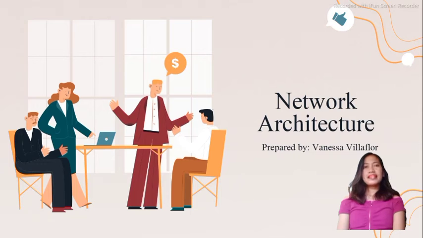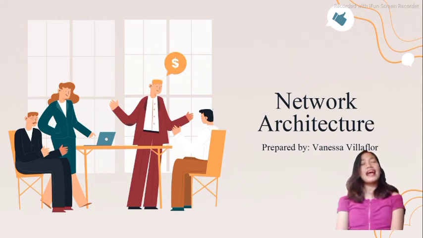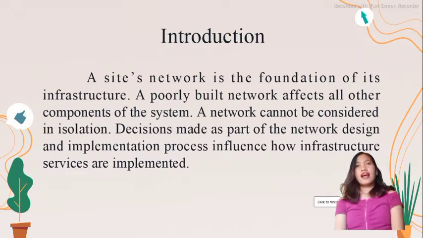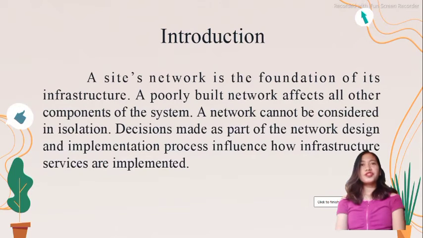This chapter is about the design of the network. The next chapter will be how this network operates. A site's network is the foundation of its infrastructure. A poorly built network affects all other components of the system. A network cannot be considered in isolation. Decisions made as part of the network design and implementation process influence how infrastructure services are implemented.